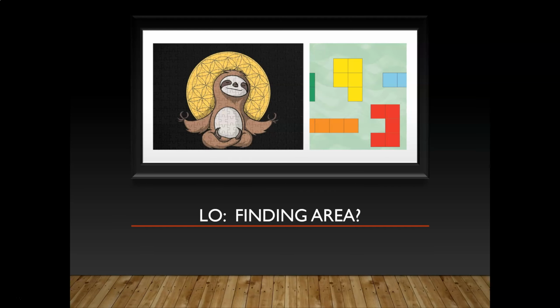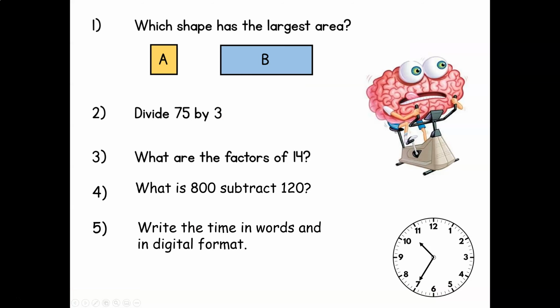Our learning objective today is to know how to find area. As always, we'll get ready for our lesson with a 5-question brain gym. Get ready to get warmed up. Here are your 5 questions. Pause the video now and have a go.